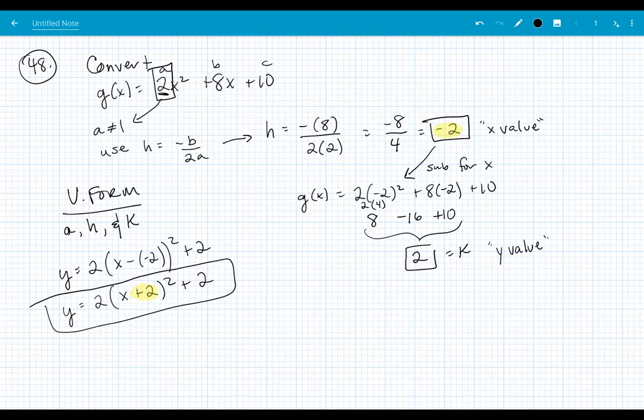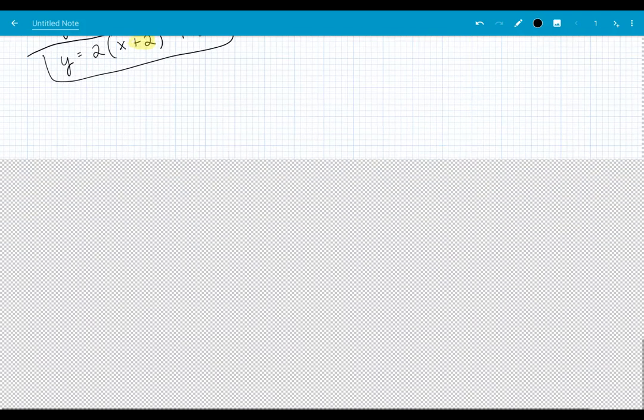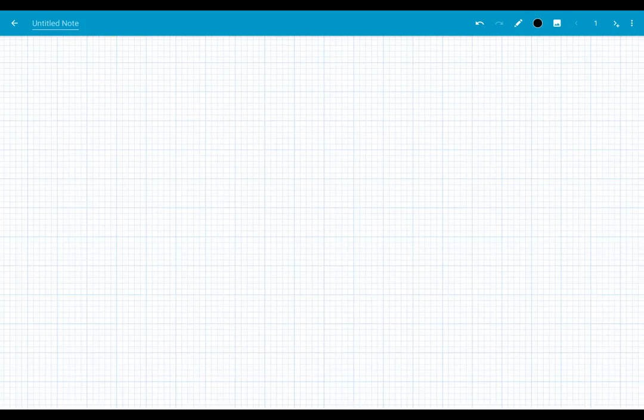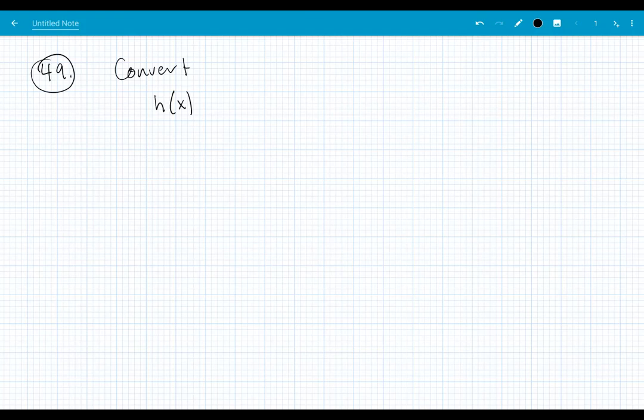Going on to 49, something we haven't talked about yet, but we really save the easier stuff for the end. So in this case, for 49, we're converting. But notice what they're giving us here. Vertex form this time. So I have negative 2 times x minus 4 squared plus 1.